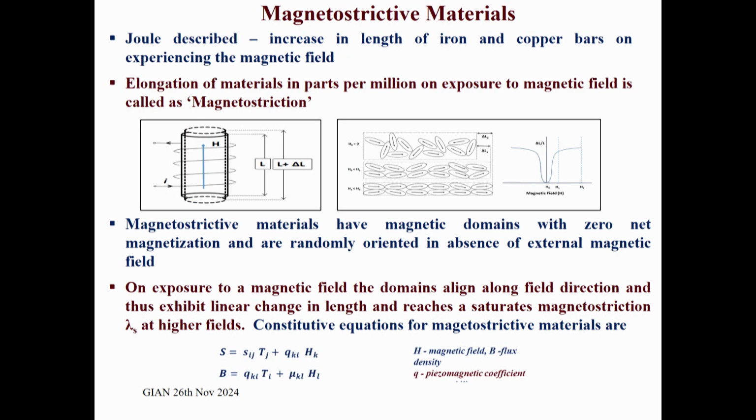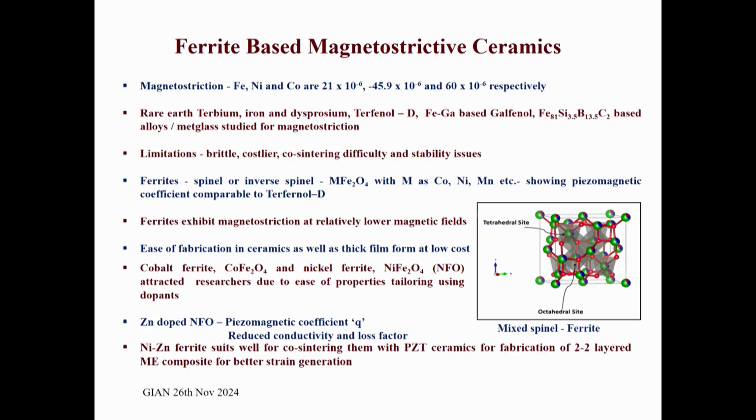So, if you refer back to this particular system, change in dimension is very important here. Such a change in dimension is of the order of 21 into 10 to the power minus 6 for iron, and of the order of 20 to 60 into 10 to the power minus 6 for this kind of material. Now, there is one category of material, the rare earth substituted iron and dysprosium system, typically Terfenol and Galfenol kinds of system. Those have values of the order of 2000 into 10 to the power minus 6, whereas this is 20 for iron, much higher.